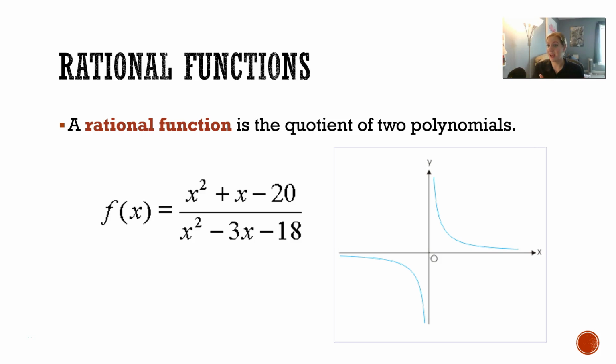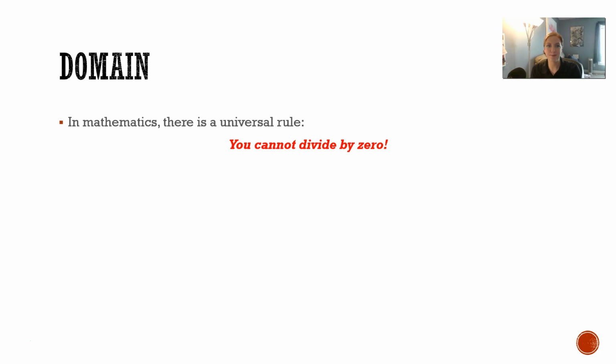Now, there are some rational functions that will graph nicely. It just depends on the type. So don't take for granted that all rational functions will look like this. There's a wide variety, and hopefully as we get through some examples this week, you'll see all the different types of possible rational functions and their graphs.